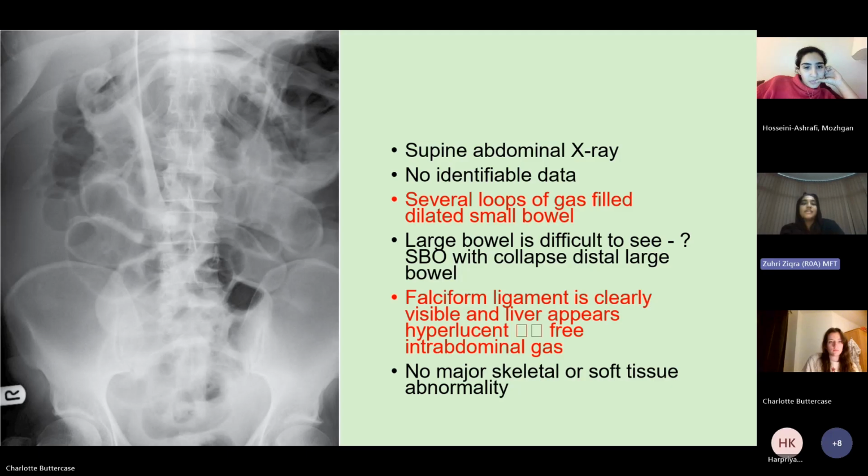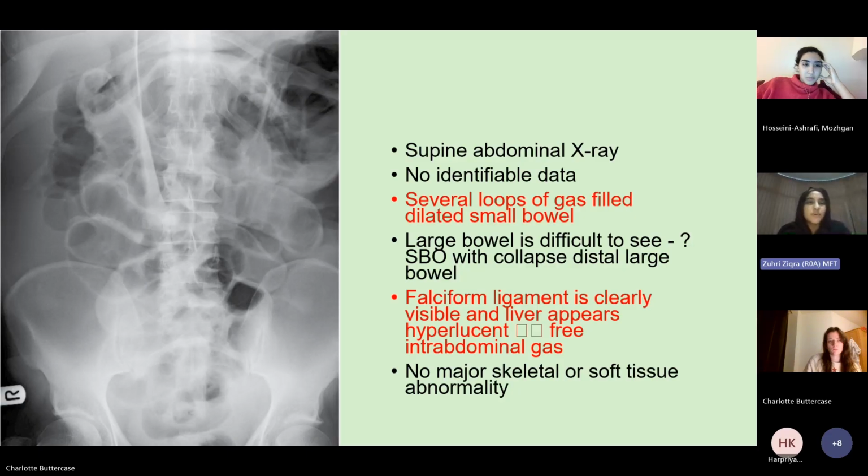The big thing here is, it's a bit of a difficult X-ray to read actually, but this would be dilated small bowel instead. You can see the lines are traversing the whole bowel. Your large bowel is difficult to see, so you've got a bunch of small bowel in the middle. The main thing here is you can see a ligament that's running down. That's not usually visible. So when it is visible, there is evidence that there is free intra-abdominal gas.